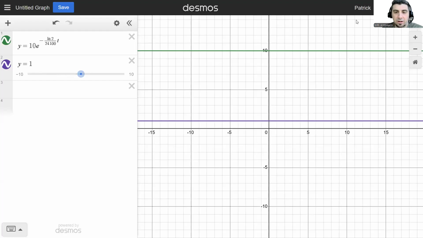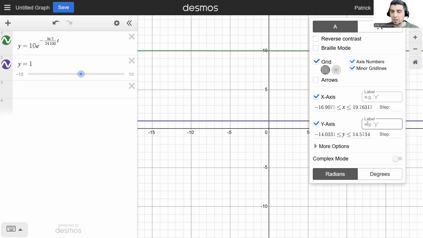Okay, so what I did here is I graphed our equation that models the radioactive decay, and I graphed what we want it to equal, 1. Notice the initial amount is 10 up here in green. We want it to equal 1. Now, think about this. We want to solve for the intersection point. The problem is it takes 24,100 years for this to decrease down to 5. We want it to decrease all the way down to 1.